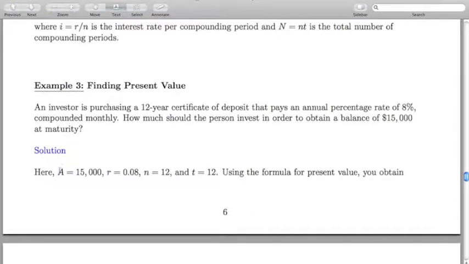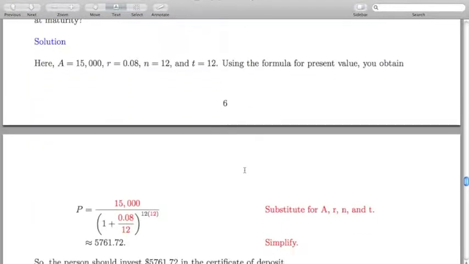Once we know all of these values, we just plug them into our formula for present value. If we want $15,000 at a rate of 8% compounded monthly for 12 years, then we need to deposit $5,761.72 today, so that 12 years from now, with these given rates compounded monthly, we'll have the $15,000.